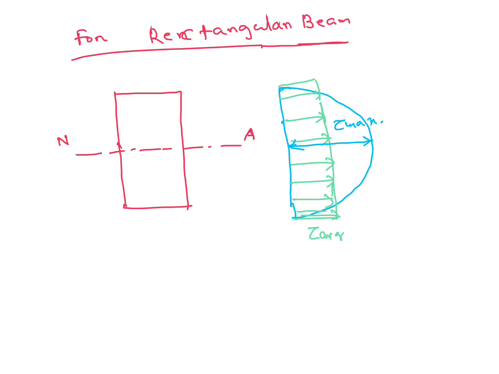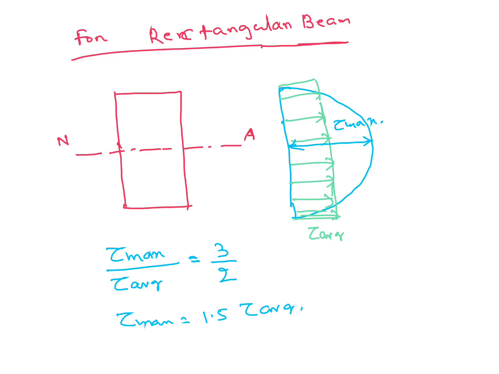For rectangular beam, tau max by tau AVG. This is very important. So many times they asked in IAS and other examinations also. ISRO also they are asking this question. Tau max by tau AVG is 3/2 for rectangular beams. It's 3/2 or tau max equal to 1.5 tau average. Maximum shear stress is 1.5 times of average shear stress.